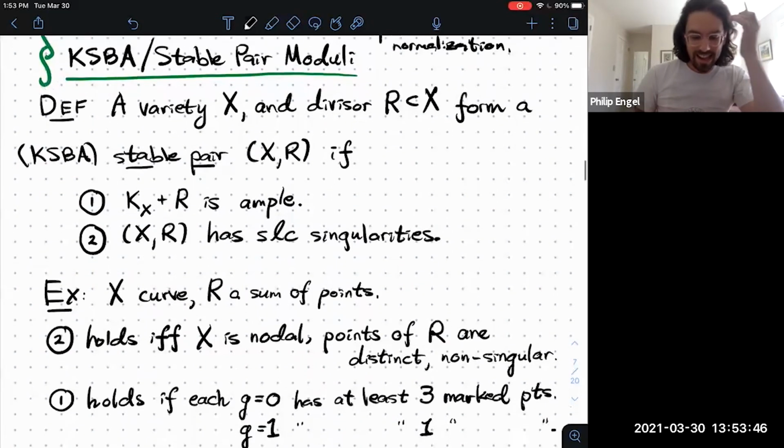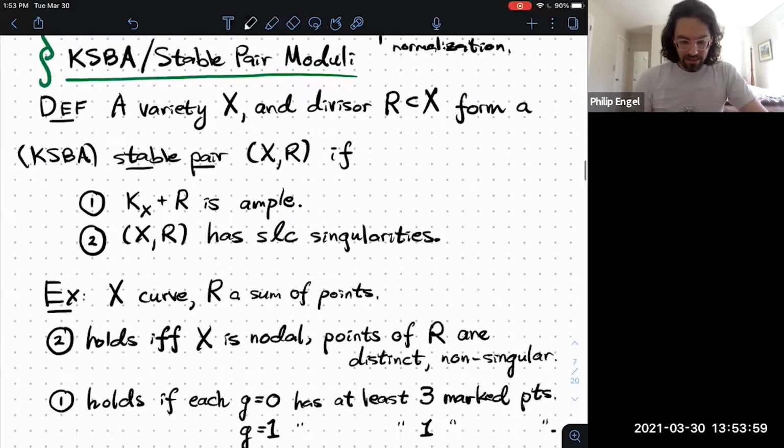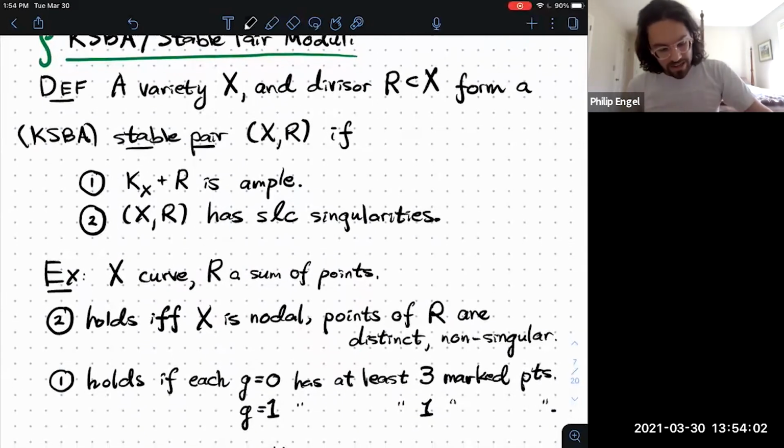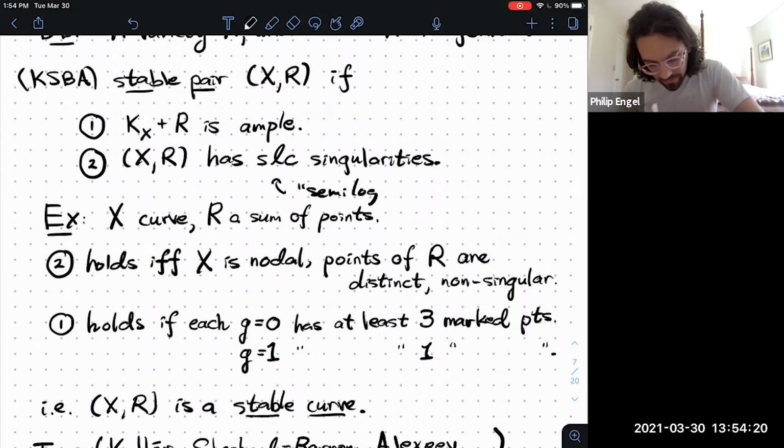So what is a stable pair? It consists of two pieces of data, a variety X and a divisor R contained in X, satisfying the following two conditions. First, we need that the canonical bundle of X plus the divisor R is an ample divisor. And the second condition is a sort of singularity condition. It says that the pair (X, R) has so-called semi-log canonical singularities.